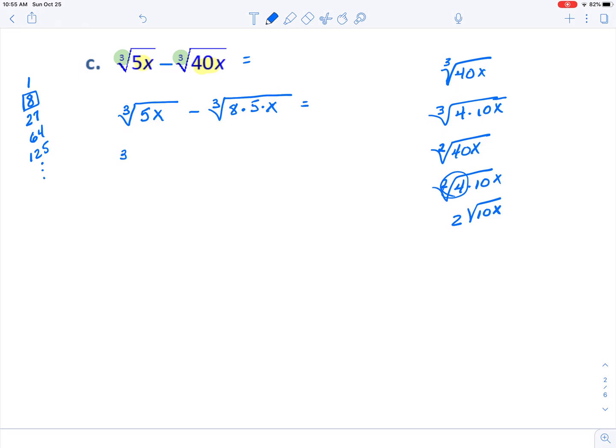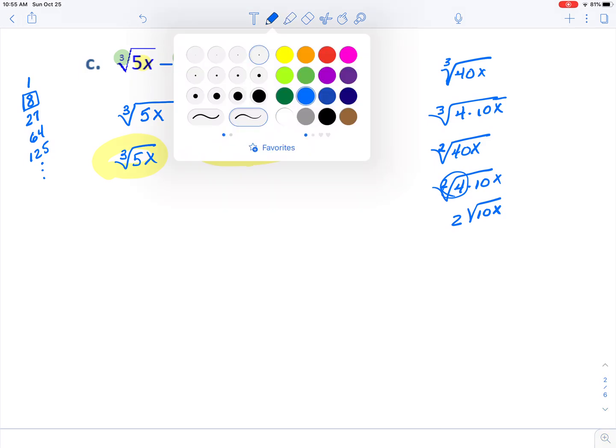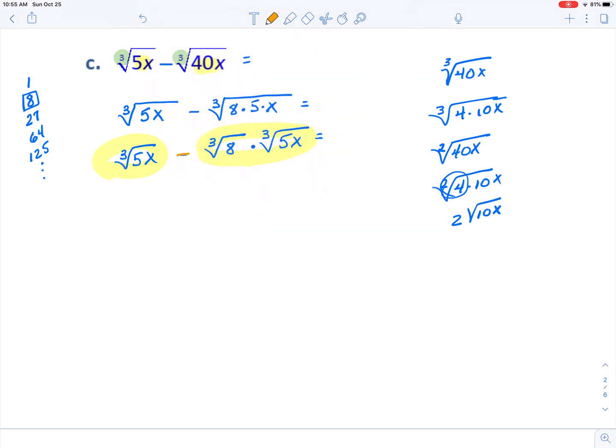I'm going to leave this the cube root of 5x. I cannot simplify that. Minus, here's the cube root. This is where I like to do a little separating out. I'm going to leave the 5x there because I can see that that's where these things are going to match up. They're going to have the same radicand and the same index. I hope you see this is the first term, and all of this is the second term, and here is the separating operation in here of subtraction.